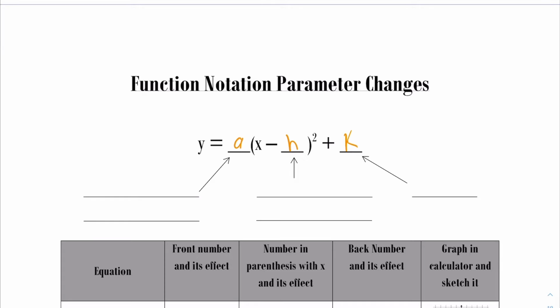The a here pretty much does the same thing it did in the other graph. It's going to determine whether it opens up or down. It's also going to determine whether the graph is wide, narrow, or the same as the parent function. All of those different categories are considered vertical stretches.